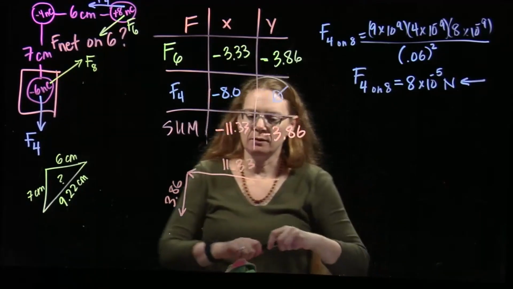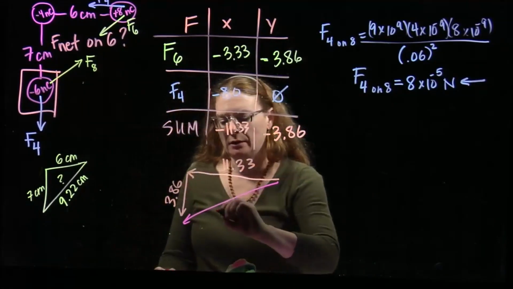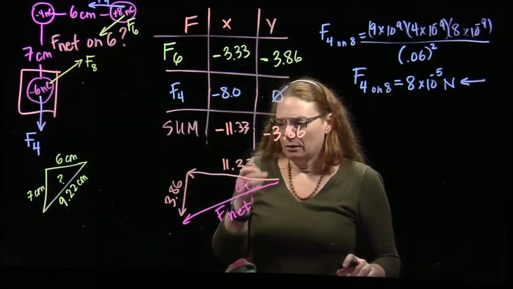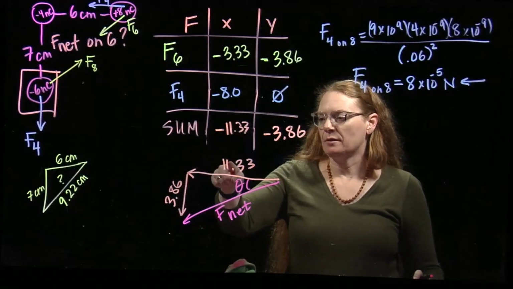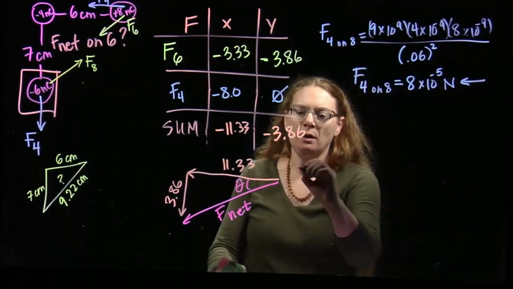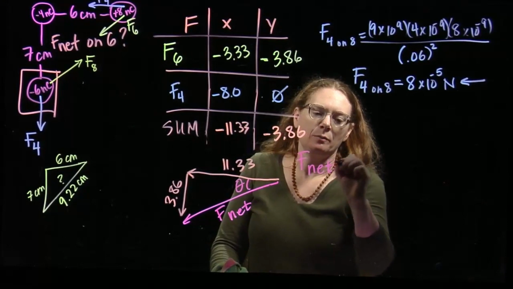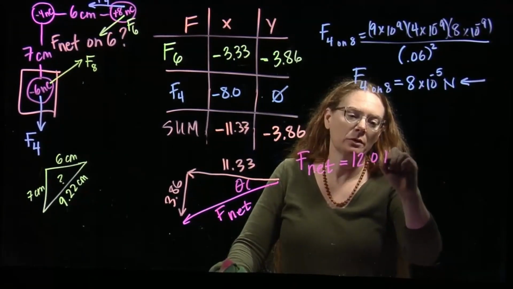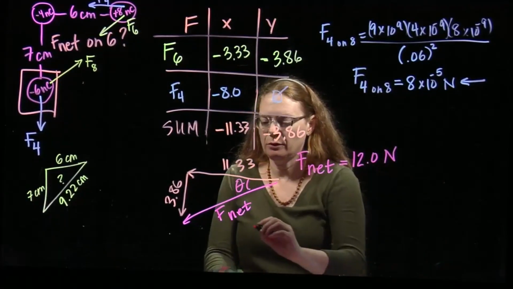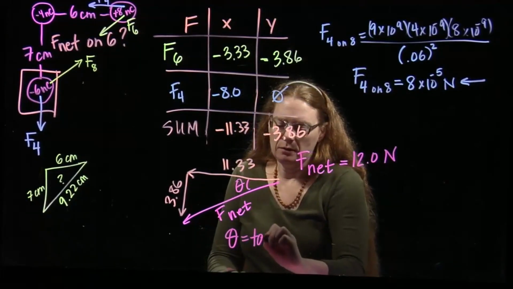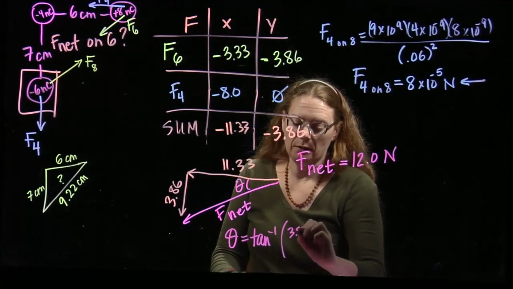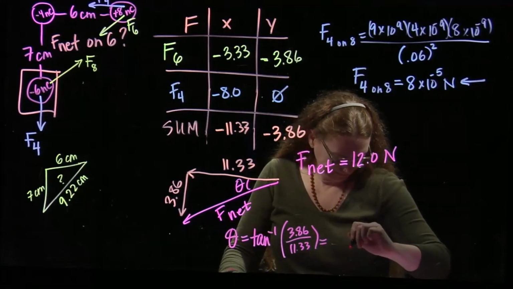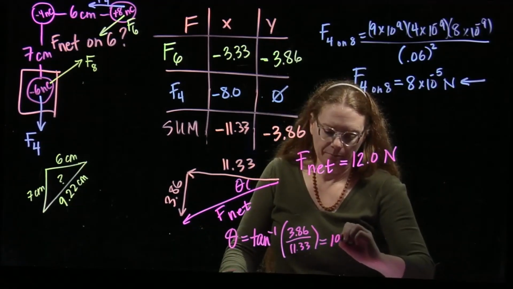What we want is the hypotenuse, the net force, and we need to know that angle. Net force, we'll get 3.86 squared plus 11.33 squared equals net force squared. Pythagorean tells me that the net force is about 12 newtons. And what is the direction? Our angle is the inverse tangent of 3.86 over 11.33. And I get 19 degrees.